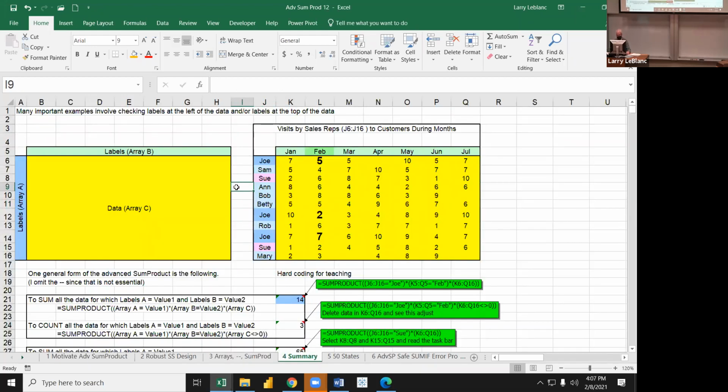Summary. We'll need to come back to this sheet repeatedly. I think I'm going to jump to sheet 5 and show you one more example and then come back to the summary sheet.